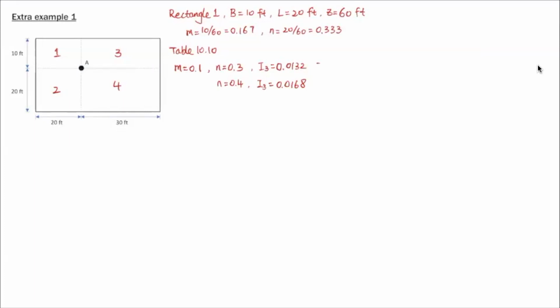Then using linear interpolation, we can get the I3 value for N of 0.333. I'm going to use that x, y equation I just showed on the previous slide. I3 will be your Y value, and here N will be your X value.